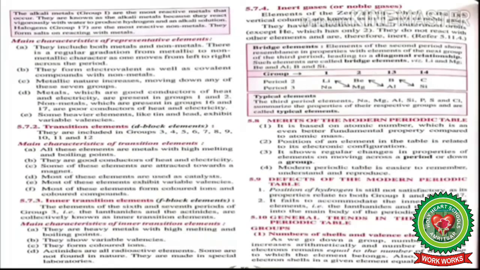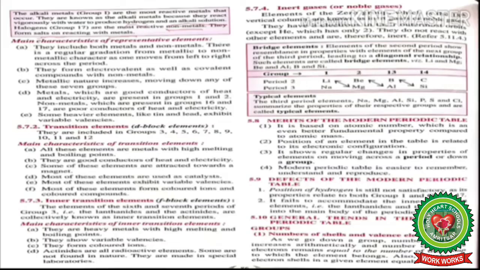The alkali metals, that is group 1, are the most reactive metals that occur. They are known as the alkali metals because they react vigorously with water to produce hydrogen and an alkali solution. Halogens, that is group 17, are the most reactive non-metals. They form salts on reacting with metals.